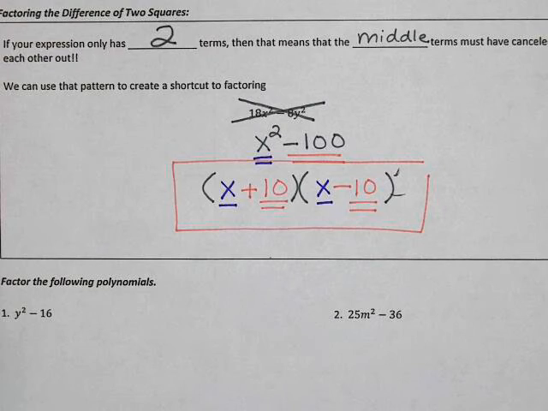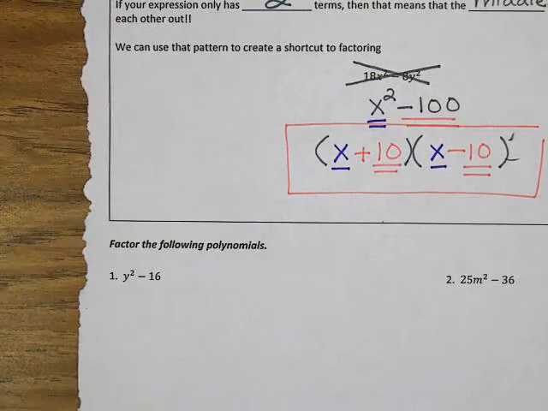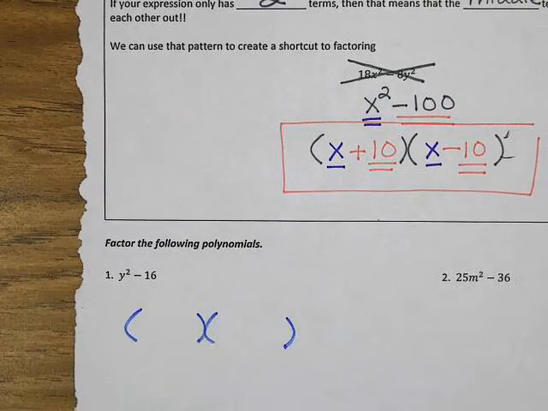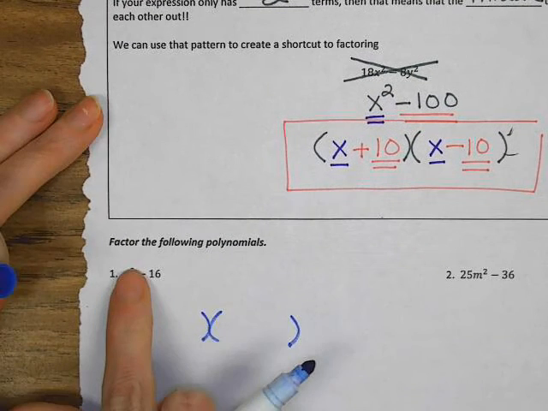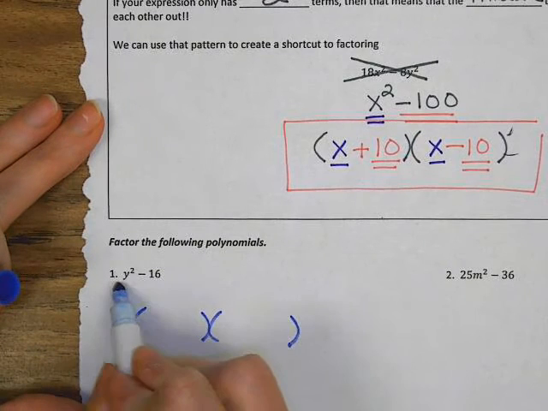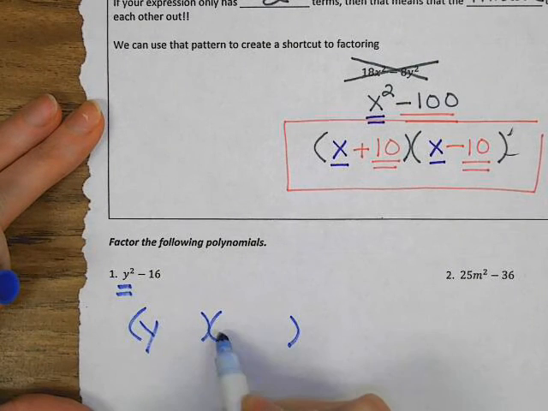All right, let's try some. So, number 1, let's draw our 2 parentheses. Okay, we have y squared minus 16. This is going to fit that pattern. To get y squared, we need y and y.